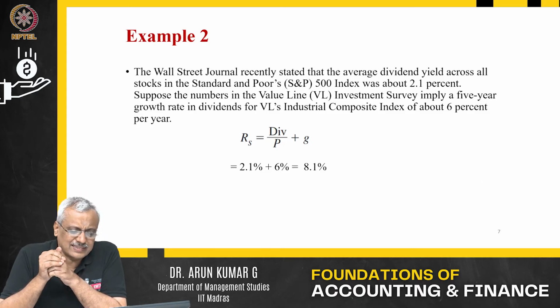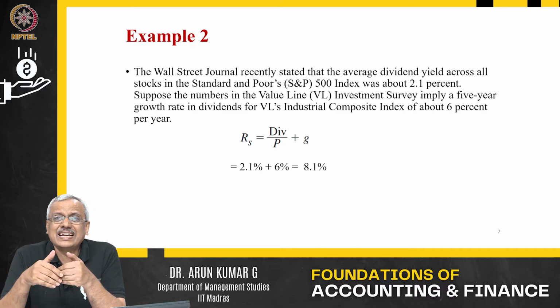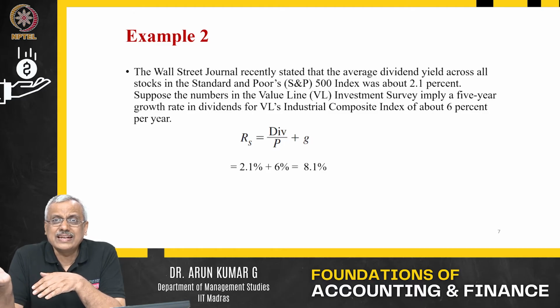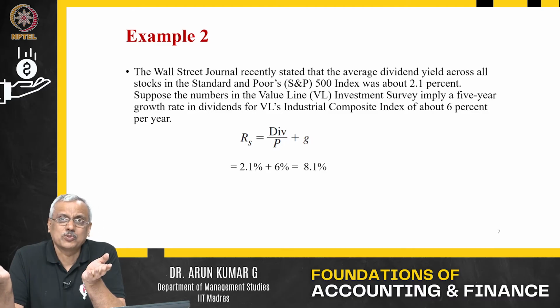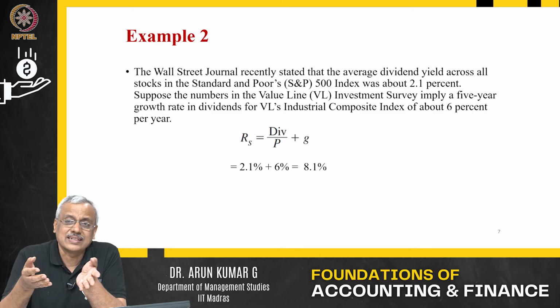I have taken an example. The Wall Street Journal recently stated that the average dividend yield across all stocks in the Standard & Poor's S&P 500 index was about 2.1%. Suppose the numbers in the Value Line Investment Survey imply a 5-year growth rate of dividends for VL's industrial composite index of about 6% per year. The index yield, that is dividend divided by price, is 2.1%. The growth rate expected is 6%. So 6% plus 2.1%, 8.1%, is going to be the expected return in this particular case. That is all that happens here.